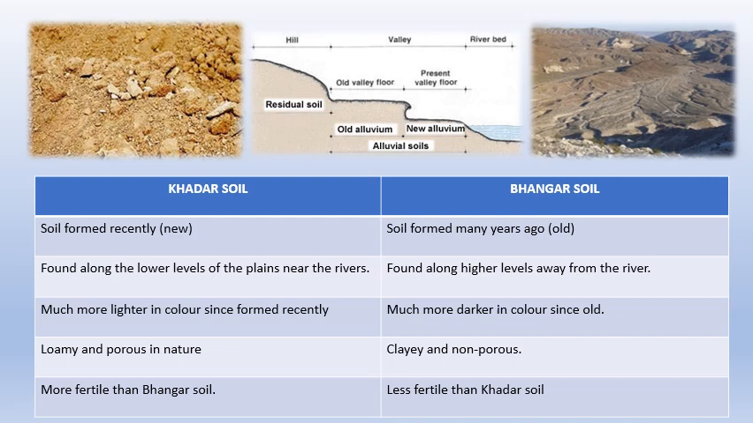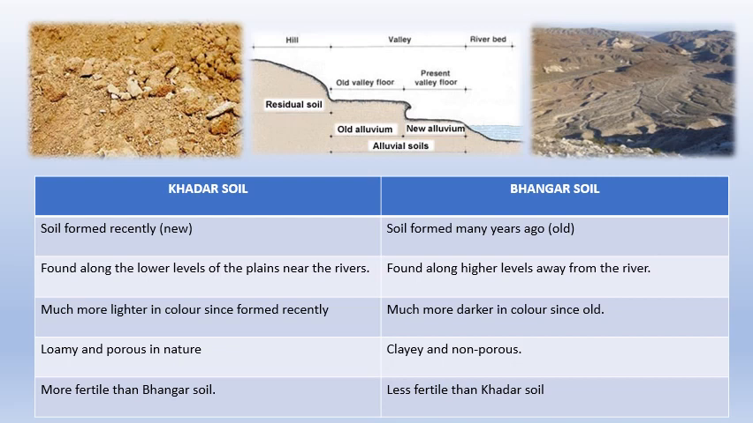Now we look at the image in the center. You have old alluvium, you have new alluvium, and then you have the river. So as the river deposits soil again and again and again, you get new alluvium. But after 10 years or 20 years or 100 years, the river will not be as broad. River will become narrow and it will move far away from the portion where alluvium was deposited. Then the region where alluvium was deposited many years ago will become old alluvium, and another set of alluvium will be formed much closer to the river. That will be new alluvium.